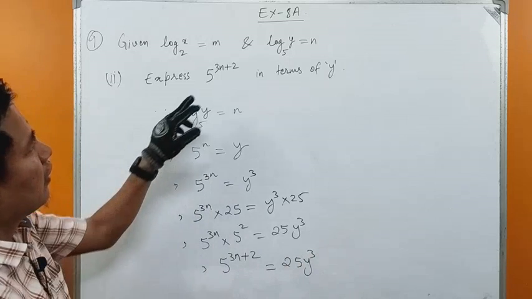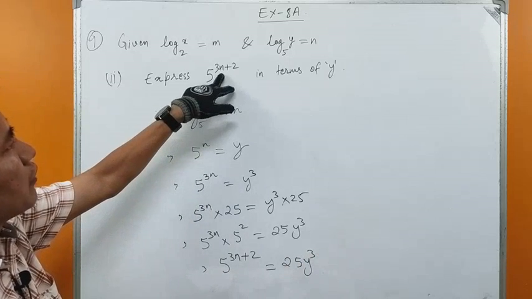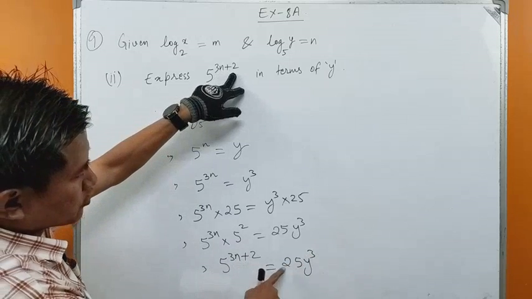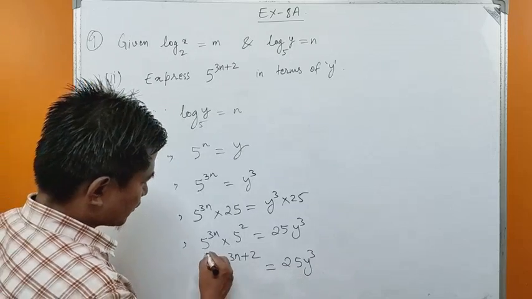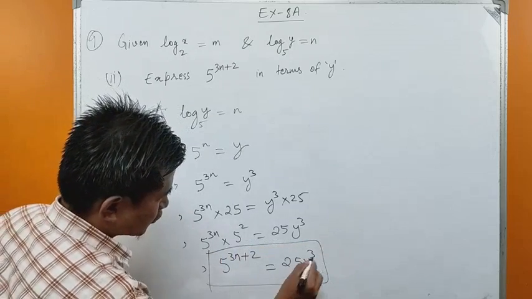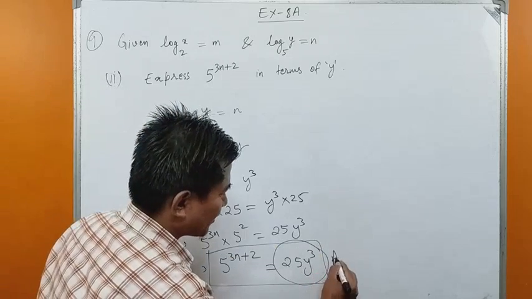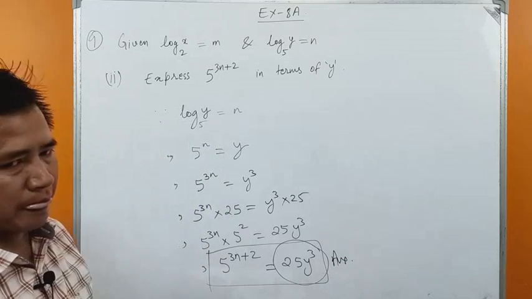Now we are asked to find the value of 5 to the power 3n plus 2, and the value of this is 25 y cube, okay. So this is the answer. 25 y cube is the answer. I hope you got this. Now let us do the next question.